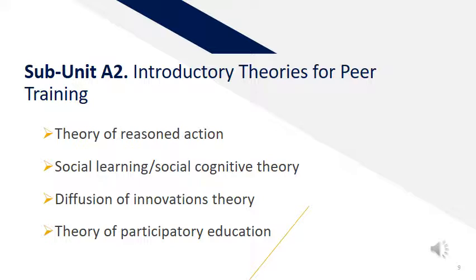In subunit A2, we are going to talk about the introductory theories for peer training. When undertaking a peer education program, the overall goal is to develop a recommended behavior. The following theories and models of behavior change are of particular relevance for peer education. We are talking about the theory of reasoned action, the social cognitive theory, diffusion of innovation theory, and the theory of participatory education.